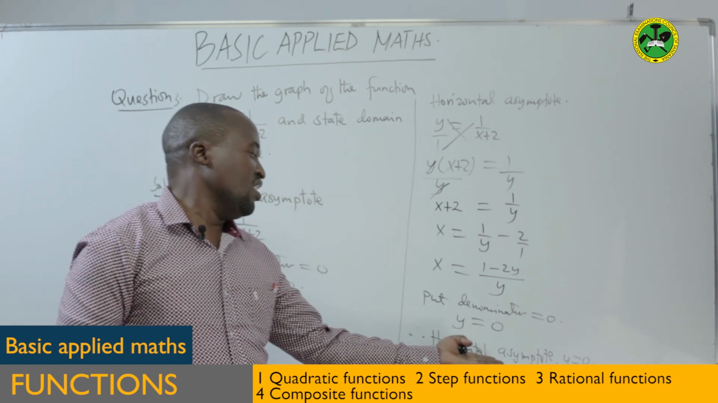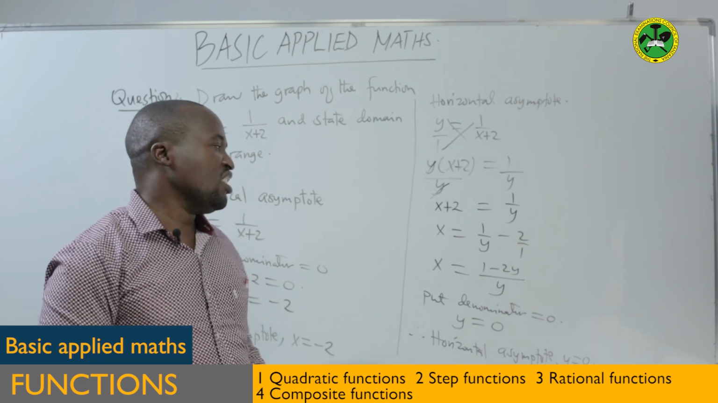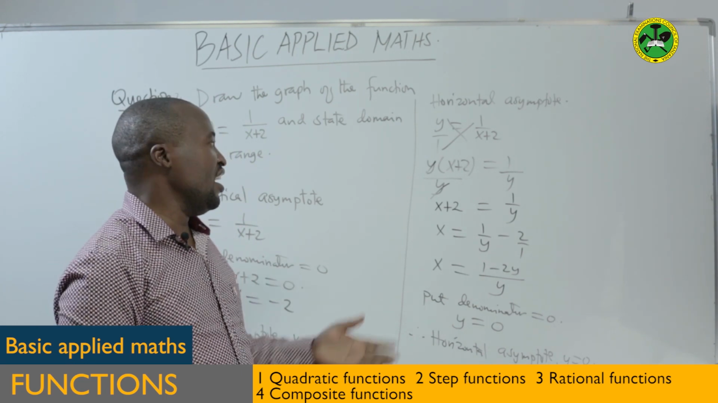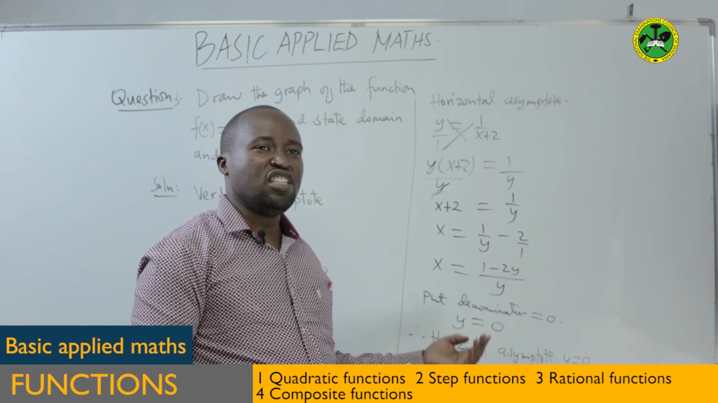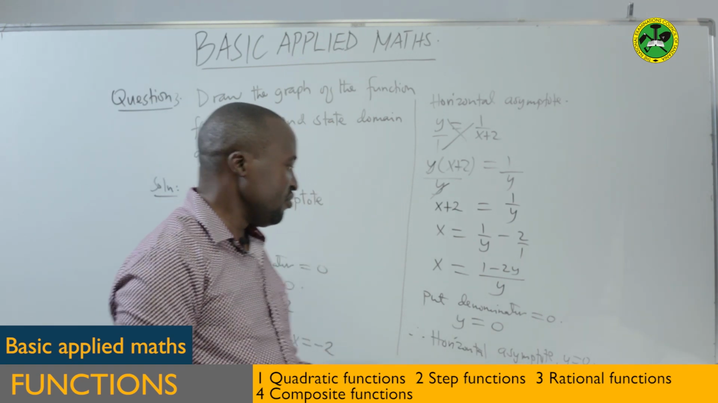Now what does this mean? That means the value of y does not exist in our graph. So we are going to locate this value by using a dotted line.